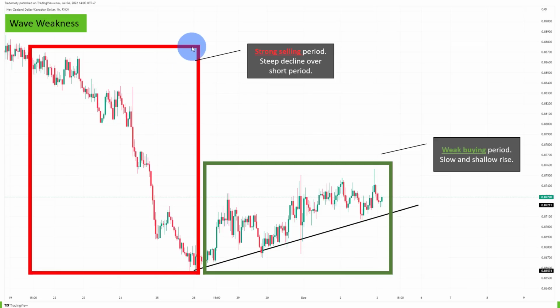So what do we have here in the red box? We have a strong selling period. We have a very steep decline over a short period, right? The market moves from here all the way down here, very steep, and it doesn't take a lot of time. This green box, what do we have here?